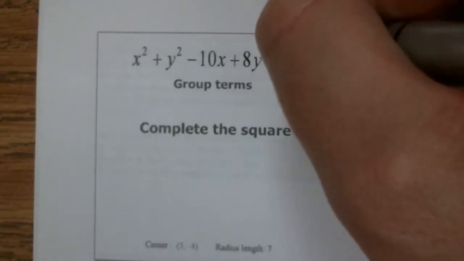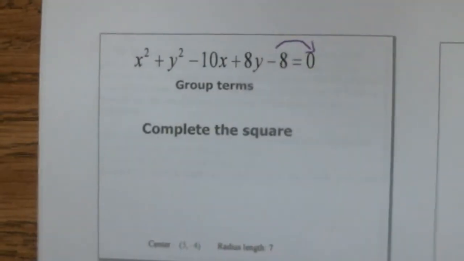First thing I want to do is I want to move this constant to the other side of the equation. And then I want to play the apples game. Let's get our x's together. I say apples and oranges. It's really not combining like terms. We're just getting our x's together and we're getting our y's together.